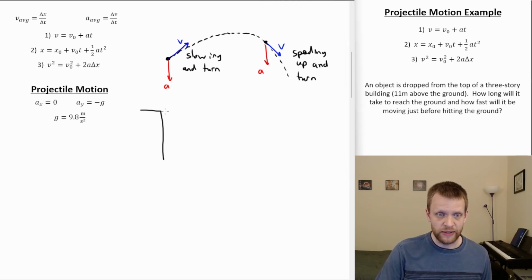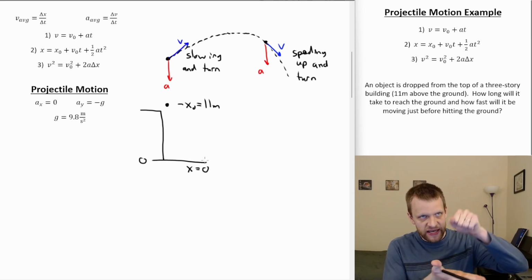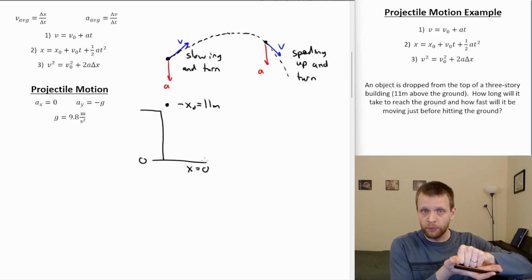Let's draw a diagram. So we've got this building. Let's call the ground height 0, and we are dropping it from an initial height of 11 meters. So our initial position is 11 meters. Our final position is 0 meters just before it hits the ground. When it hits the ground, it's no longer a projectile.